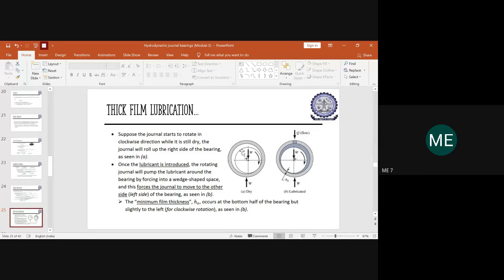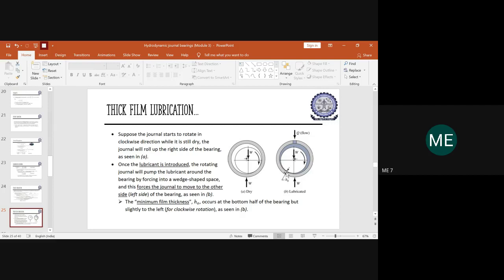Right, so this is the thing mainly I wanted to make you understand, and the rest, the rotation will be in the clockwise direction in both cases for the journal, so no much difference associated with it. And then you should know what you mean by H naught. You can see here a small gap, right, in between the journal and the bearing.